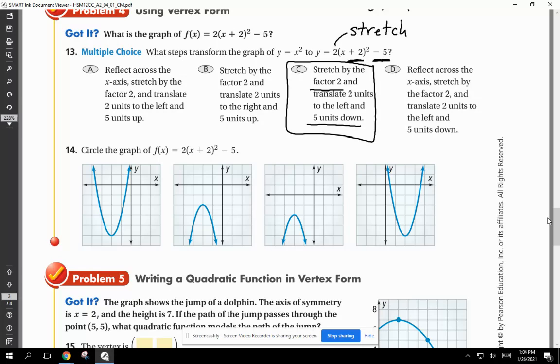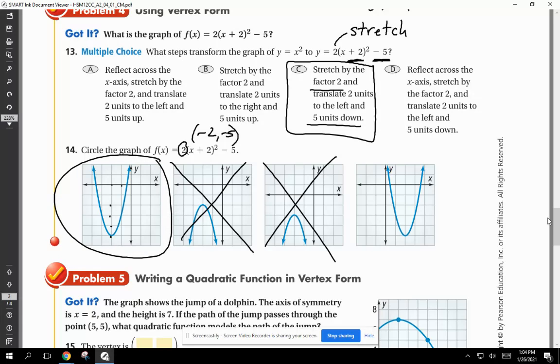Number 14, circle the graph that has a stretch of 2. It's positive. So you know this one and this one are going to be wrong. And then it has a vertex of negative 2, negative 5. Well, here's negative 2, 1, 2, 3, 4, 5 negative. So this has got to be the right one. Let's double check this one. This is positive 2, 1, 2, 3, 4, 5. So this is not right because this is positive 2, 5 as the vertex.